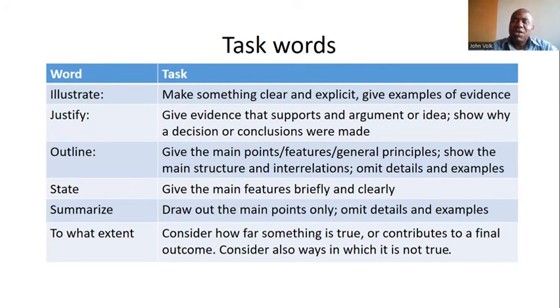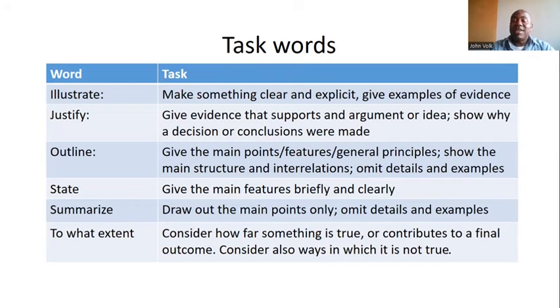When they say outline, to outline is simply just to give the main points or the features or the general principles. You show the main structure and the interrelationship. Don't talk about the details. Okay? When they say state, it simply means give the main features just briefly, but very clear. When they say summarize, it means just give the main points only. Don't talk about the details and don't give examples, just give the main points only.